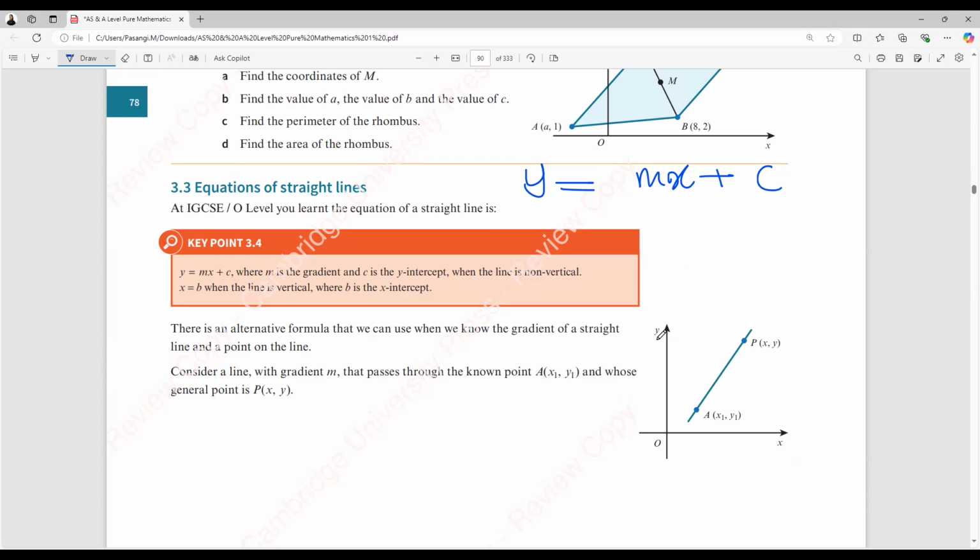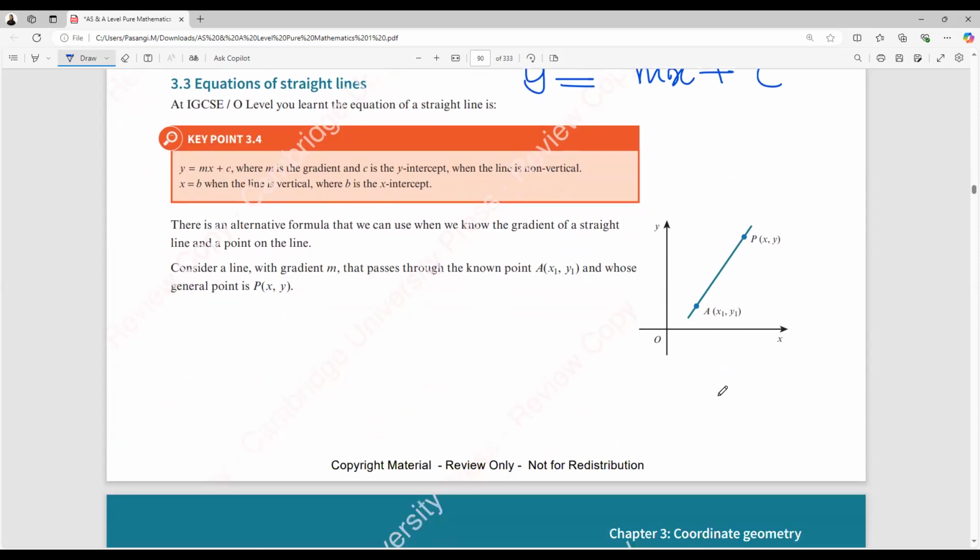non-vertical. For a vertical line the gradient is tan 90, which is not defined. Because of that, we can't have a gradient for the y-axis, or x equals 0, the perfect vertical line. So if we have a line equation y equals mx plus c, that line should always be non-vertical. When the line is vertical, x equals b, where b is the x-intercept. Anyway, we know these.